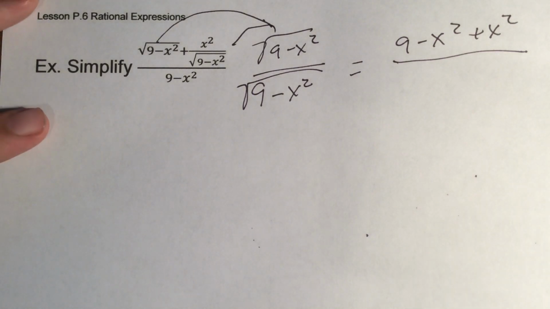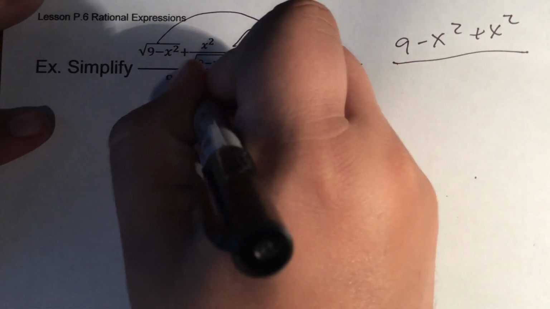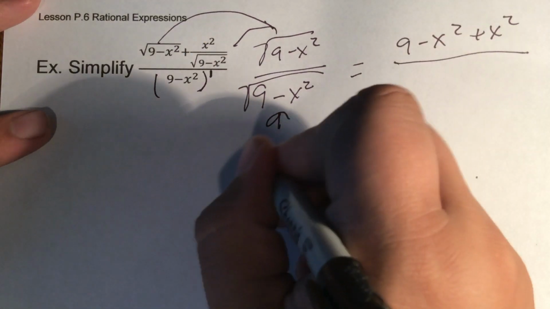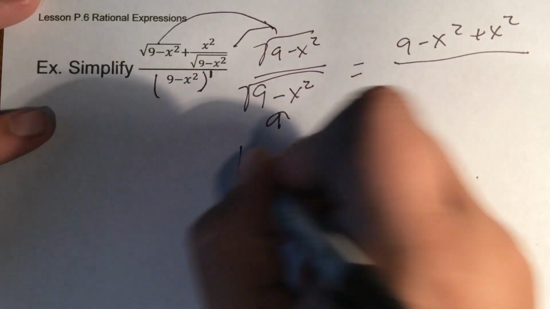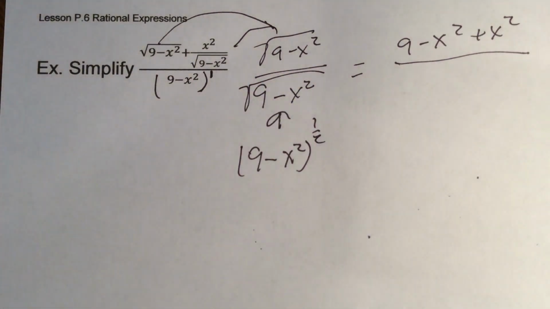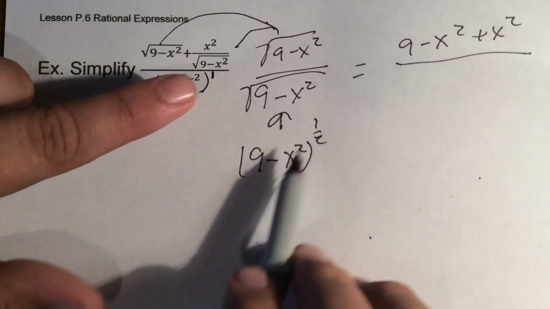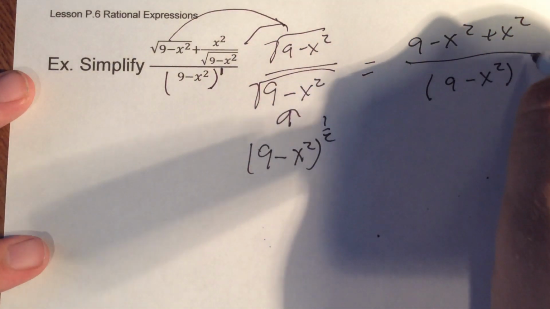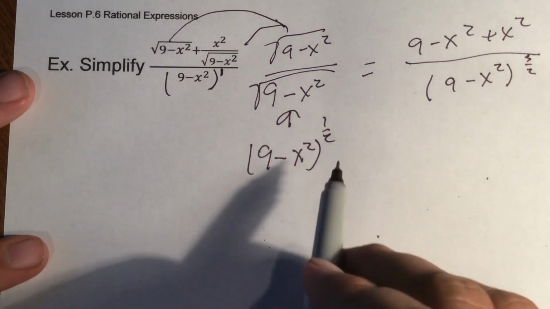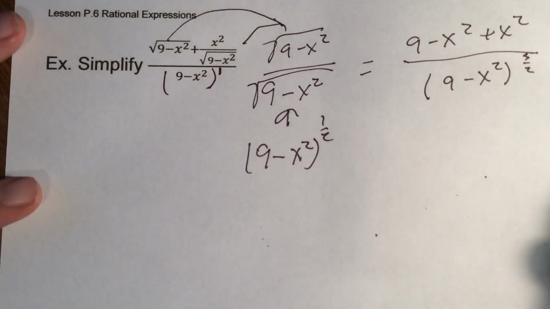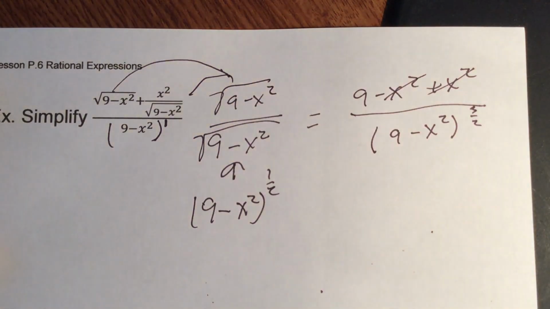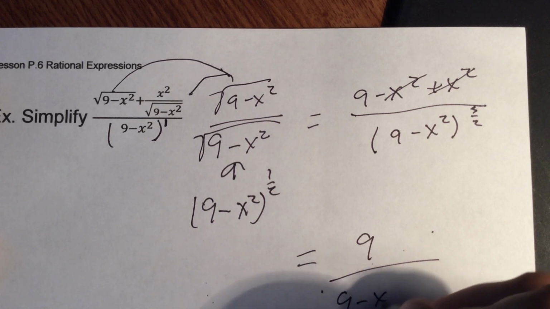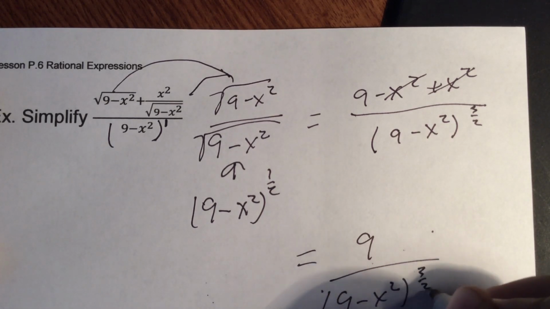From there, the bottom here, I want you to think of this as to the first power. This right here, I want you to think of it as 9 minus x squared to the 1/2 power. Reason why is if we have the same base, all we have to do is add the exponents, and this bottom will be 9 minus x squared to the 3/2. 1/2 and 1 make 3/2. Now, the top can simplify, the x's can cancel, so we're going to be left with 9 over 9 minus x squared to the 3/2.